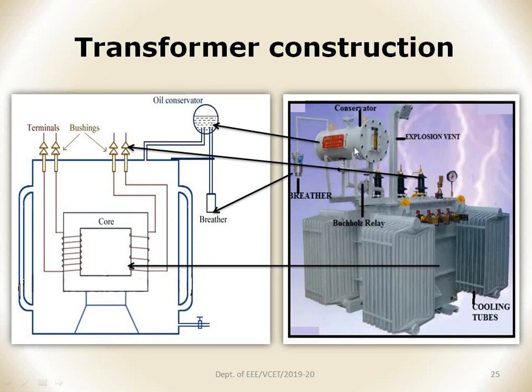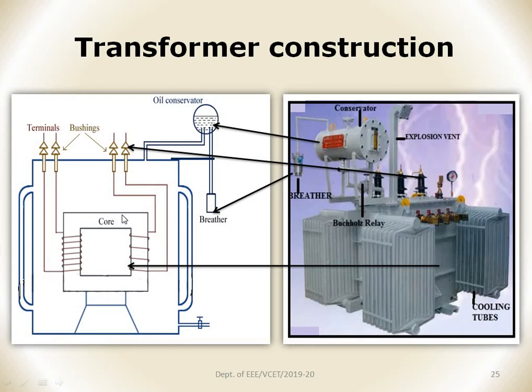One is the conservator tank. Here you can find a tank-like, overhead-tank-like structure over the transformer. This is nothing but the conservator, also called the oil tank. It holds the oil that is to be filled inside the transformer. The entire region of the transformer is filled with oil, and the role of the oil is to cool the heat that is generated during the transformation process.